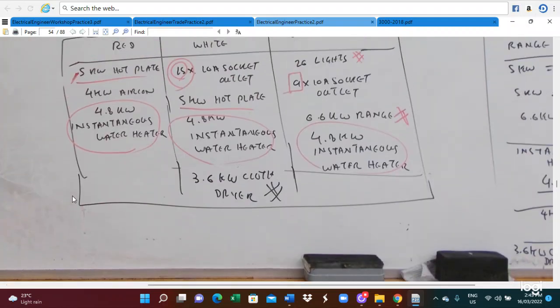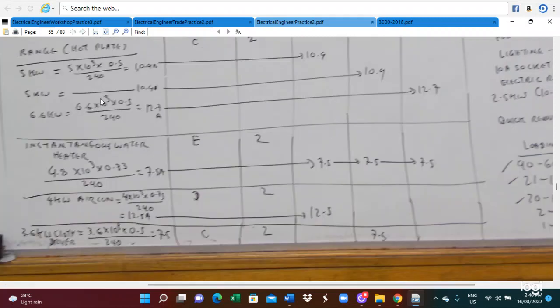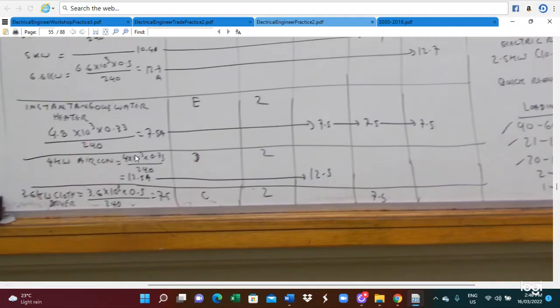A 4 kilowatt air conditioner is given. So we substitute the 4 kilowatt air conditioner: 4 multiplied by 10 power 3, multiplied by 0.75 for 75%, divided by 240. Then we get 12.5 ampere. This is located on the red phase.